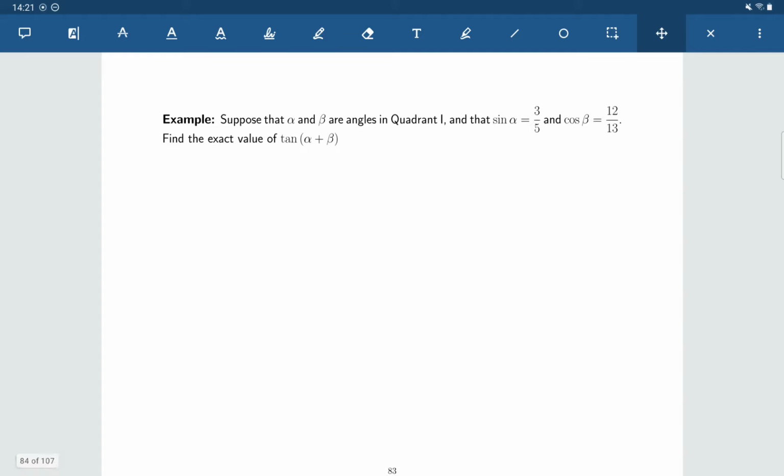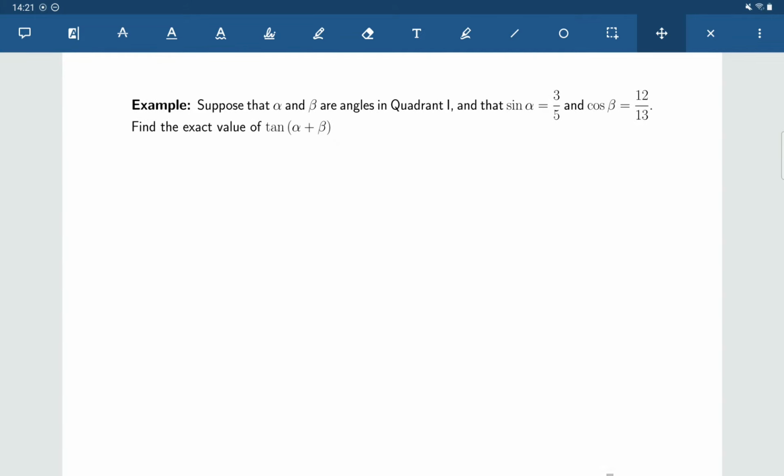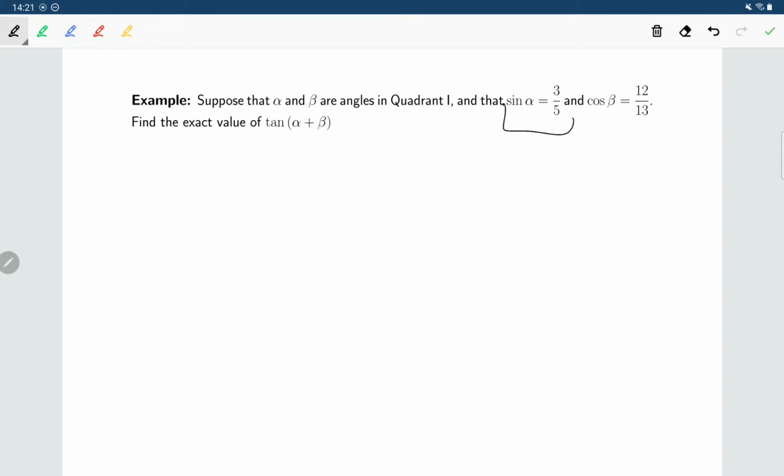Okay, and for this example here, we've got a couple of things that we are given. We have two angles that happen to be in quadrant 1, and we're told what sine of that angle alpha is, and we're told what cosine of beta is. Just to be careful here, these are two angles that are in quadrant 1. They're not necessarily complementary angles, so we can't guarantee or assume that they have to add up to 90 degrees. They just happen to be two angles that are in quadrant 1.